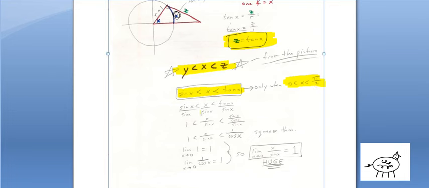Now I'm going to manipulate this a little bit. I'm going to divide every piece of the inequality by sine of x. If I do that, I get 1 less than, and actually this should be less than or equal to, because we need that.